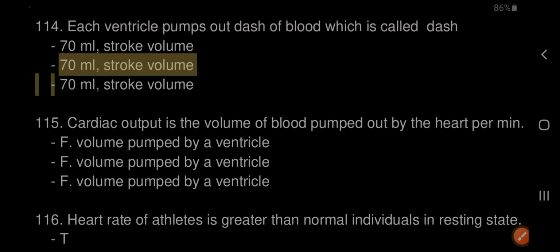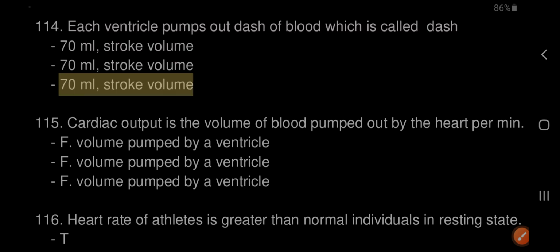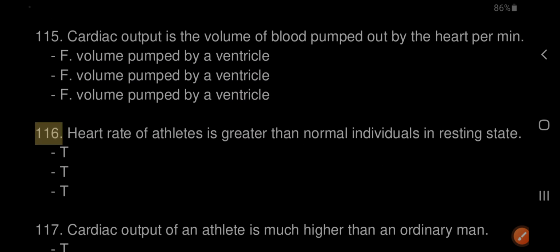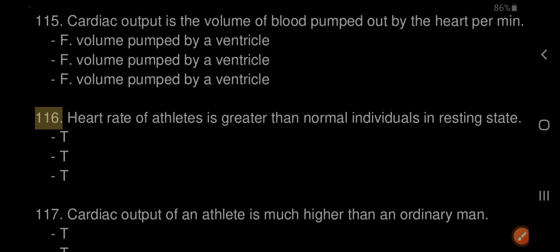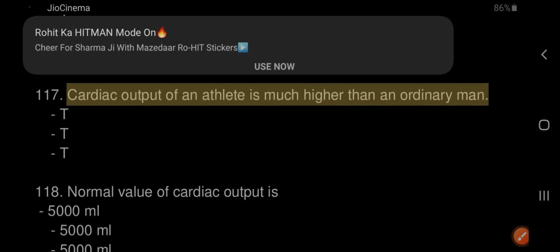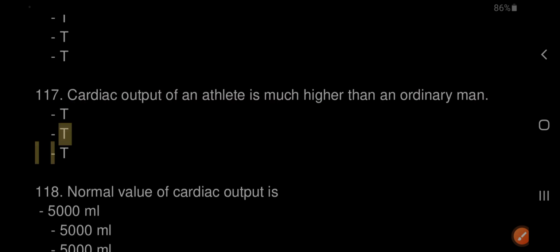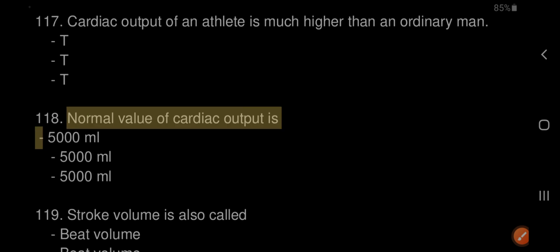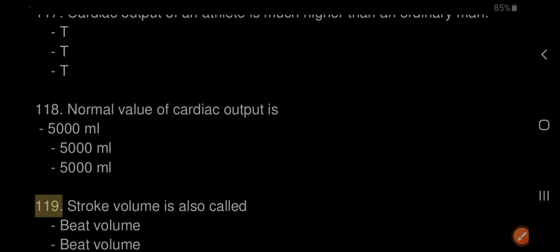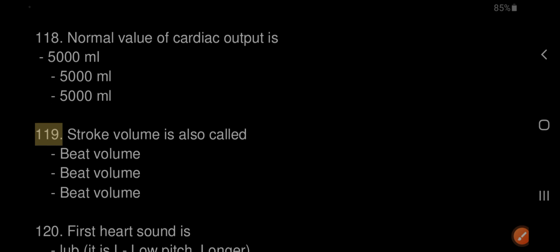115. Cardiac output is the volume of blood pumped out by the heart per minute. False. Volume pumped by a ventricle. 116. Heart rate of athletes is greater than normal individuals in resting state. True. 117. Cardiac output of an athlete is much higher than an ordinary man. True. 118. Normal value of cardiac output is 5000 milliliters. 119. Stroke volume is also called beat volume.